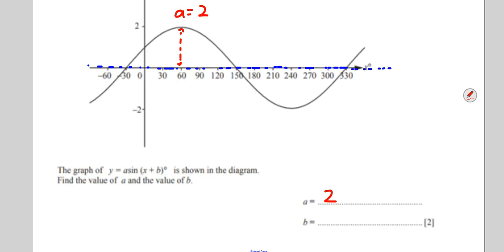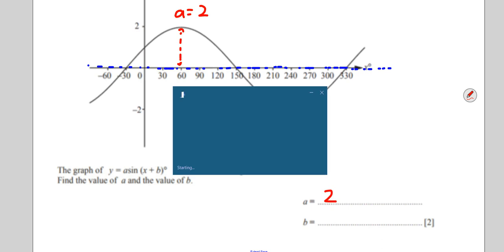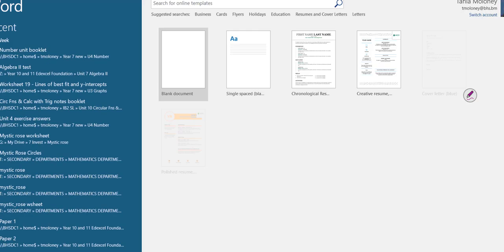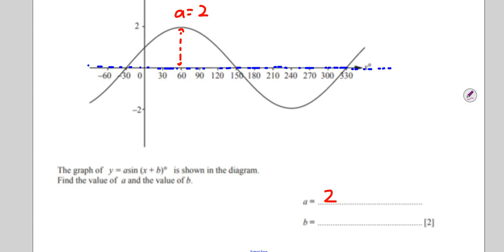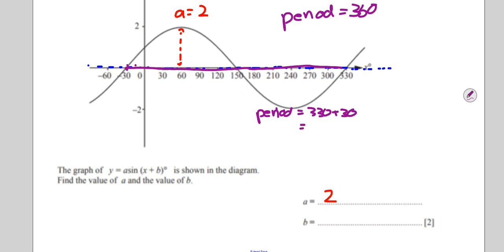Out of interest, what's our period? One day we'll get a new board. Okay, so period equals 360. How did you get 360? It's correct. 330 plus 30. Yeah, good. Right, it goes from 30 all the way to 330. Some people might look at that and go, oh, the period's 330 by mistake. So just keep an eye out for that. Period equals 330 plus 30 equals 360.